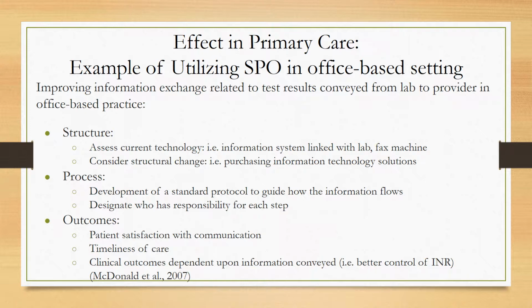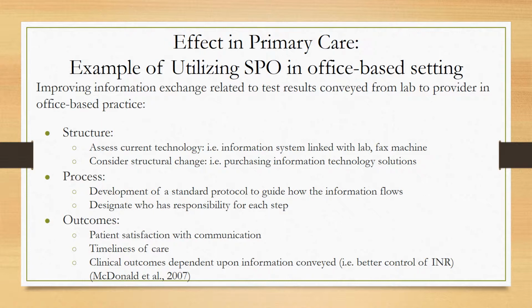An example of utilizing the structure, process, outcomes model in an office-based setting would be improving information exchange related to test results conveyed from lab to provider. Under the structure measures, the office would assess current technology such as an information system that's linked with the laboratory or simply a fax machine that relays all of these results. And the office would consider structural changes such as purchasing an information technology solutions upgrade to receive and flag results that need action, or adding additional staff time to perform these duties.